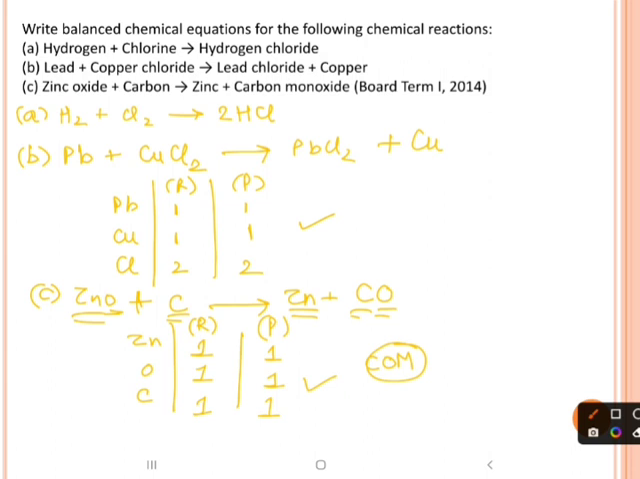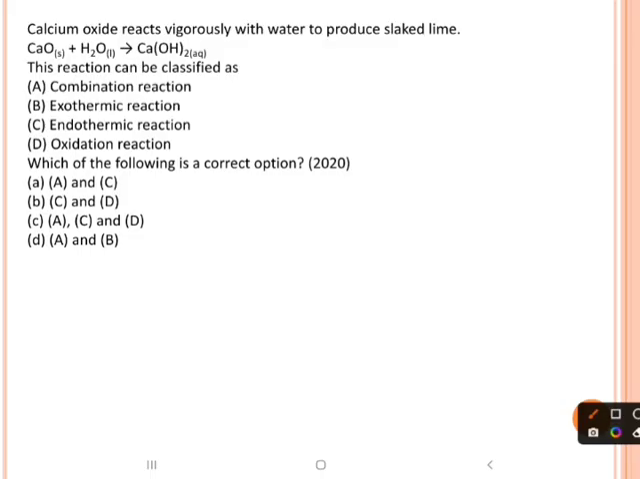Many times the students don't know the formula representation of these things. There only they do this thing wrong. Suppose they write like this, it is a wrong thing. They can also write like this, again a wrong thing. Or if carbon monoxide is given, still they write this thing, again it is wrong. If you write the formula wrong, then you will never ever be able to balance the equations. Let us see the next question.